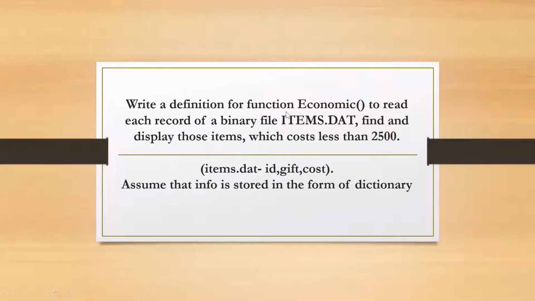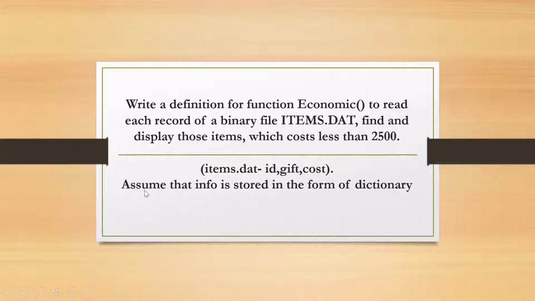Write a definition for function economic. The function name is specified to you to read each record of a binary file, and the file name is specified, and find and display those items whose cost is less than 2500. The information in this file is already specified: one is the ID information, second is the gift, and third is the cost.